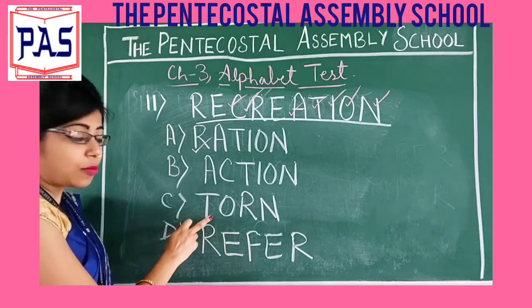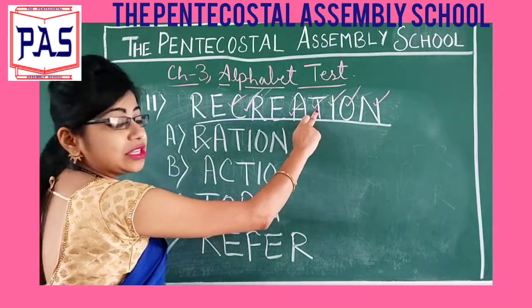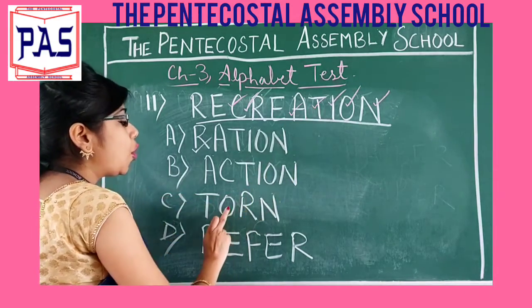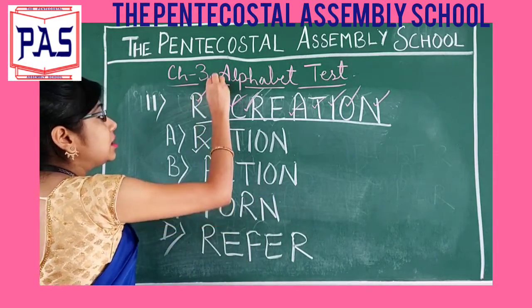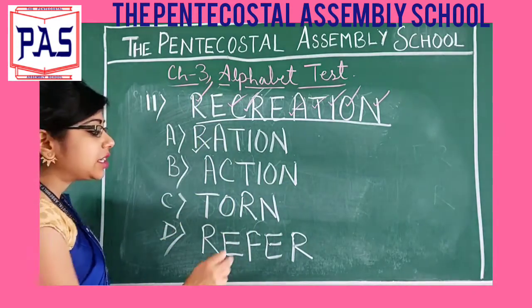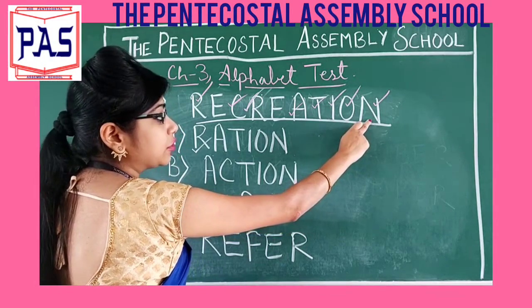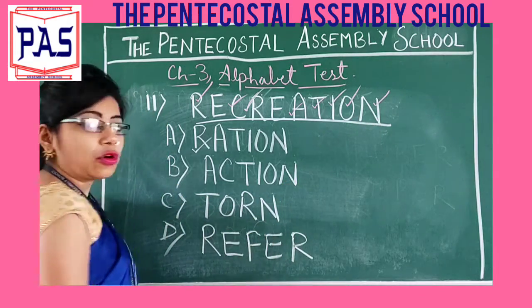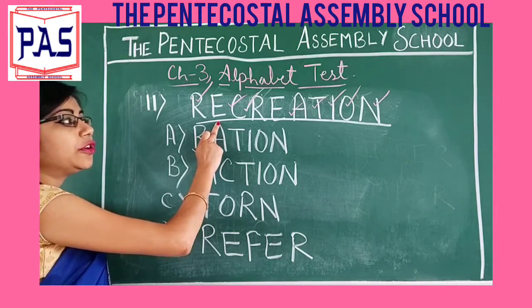Option C is torn. Letter T is present. O is also present. R is the first letter of recreation. N is the last letter of the word recreation. So it means that we can also make the word torn from the word recreation.